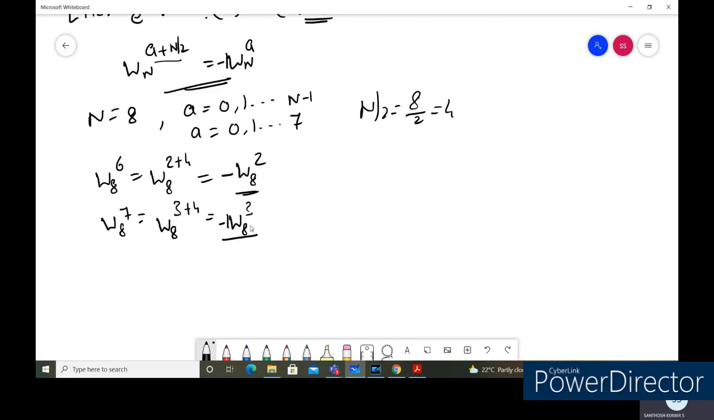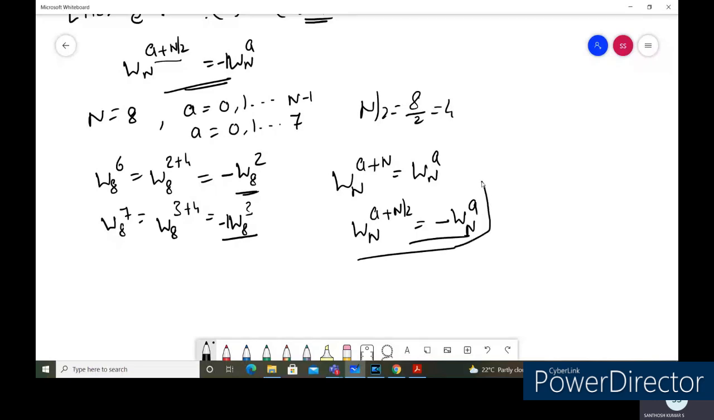Like this, if I know half of the values of the Twiddle factor, we can find the remaining half of the values by using the symmetry property. This is a very useful property. So far we have seen two properties. One is the periodicity property, that is, omega n to the power of a plus n is equal to omega n to the power of a, and the other one is the symmetry property: omega n to the power of a plus n by 2 is equal to minus omega n to the power of a.